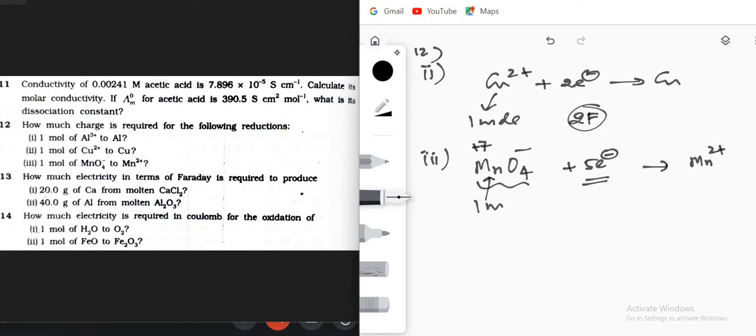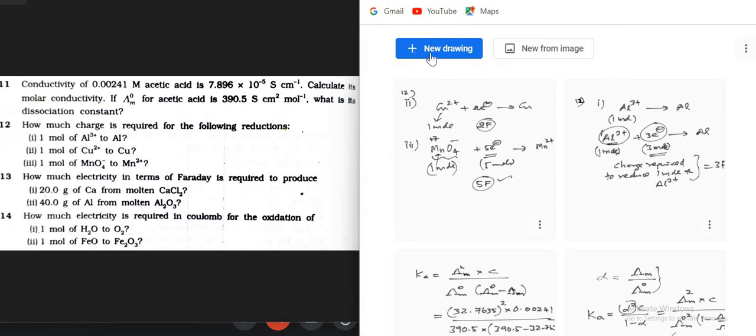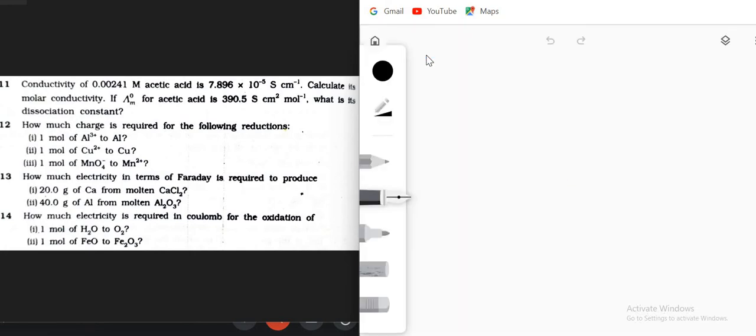So for 1 mole of permanganate, you require 5 moles of electrons. Therefore, what is the charge required? Students, how much charge is required? 5 Faradays. 5 Faraday, that's all. Right? So, it's a very simple, direct question. Then, see question number 13. Question number 13.